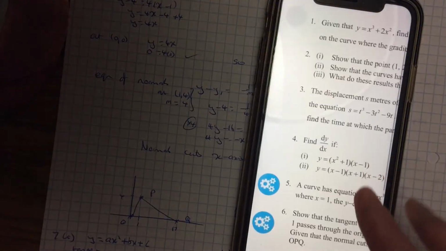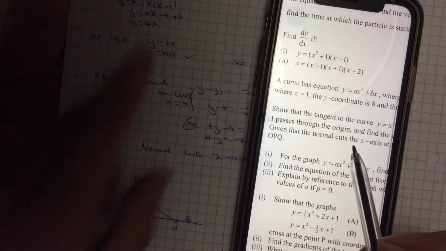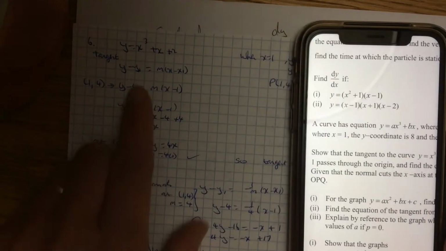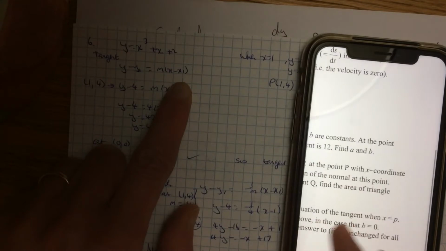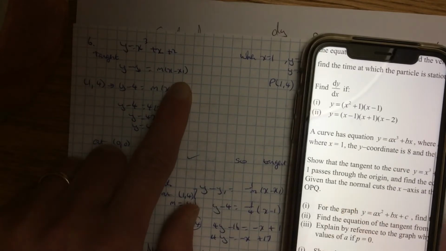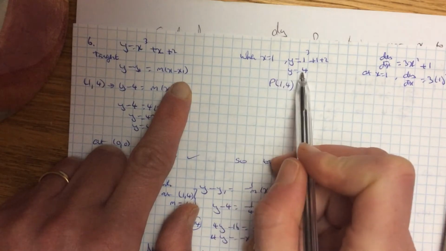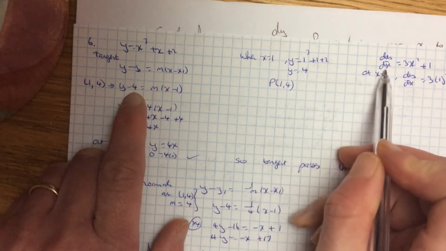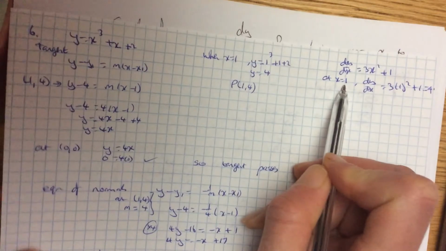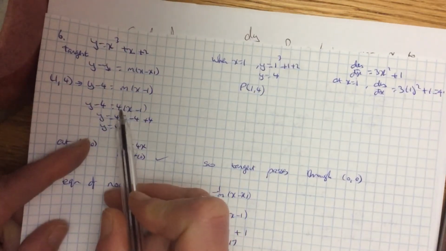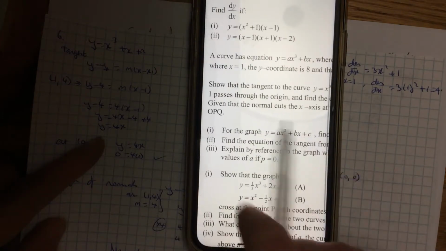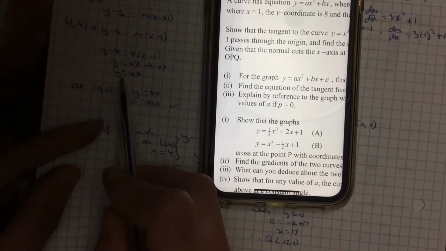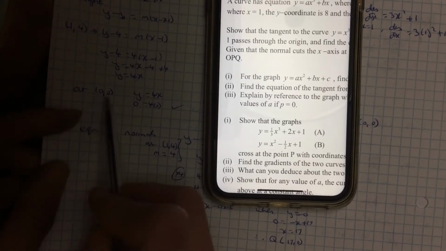Now, over to number 6. Show that the tangent to the curve... So the first thing I would do there is write out the curve, you want the tangent. There's your formula for the tangent. Now, it says the x coordinate is 1. So when x is 1, find the y, put it in. Work out your gradient, dy by dx, x is 1, so you've got your gradient. So you've worked out your equation of the tangent, just your normal way. It says, show that it passes through the origin. So there's your tangent. To show it passes through the origin, sub in (0, 0).